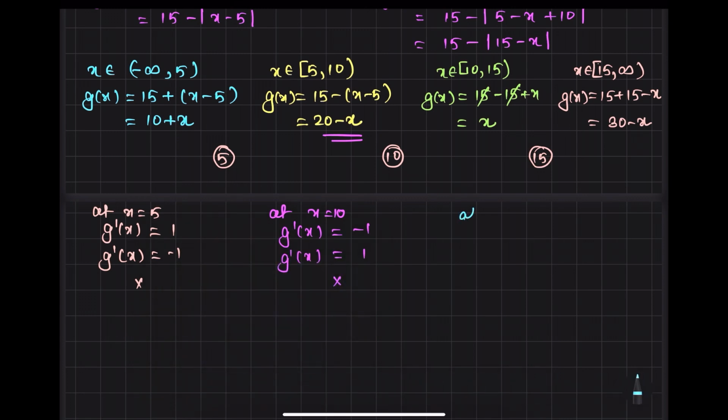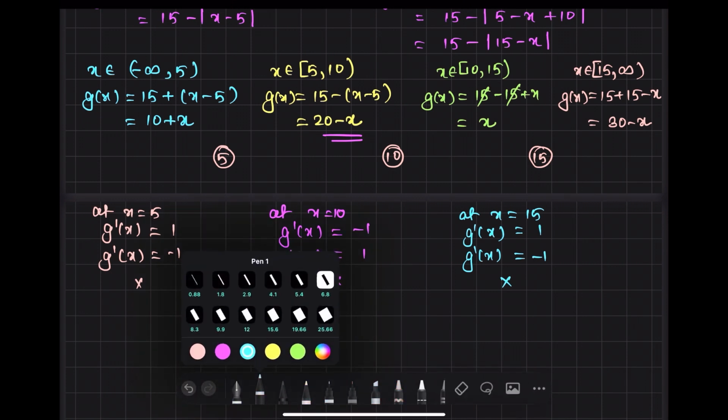Now at x equals 15. For LHD g dash x, we will use the green function. Green function differentiation is 1. Then g dash x for RHD is minus 1, which is not equal. So at these 3 points it is not differentiable. The given function is not differentiable at 5, 10 and 15. This is mathematically how we will solve.